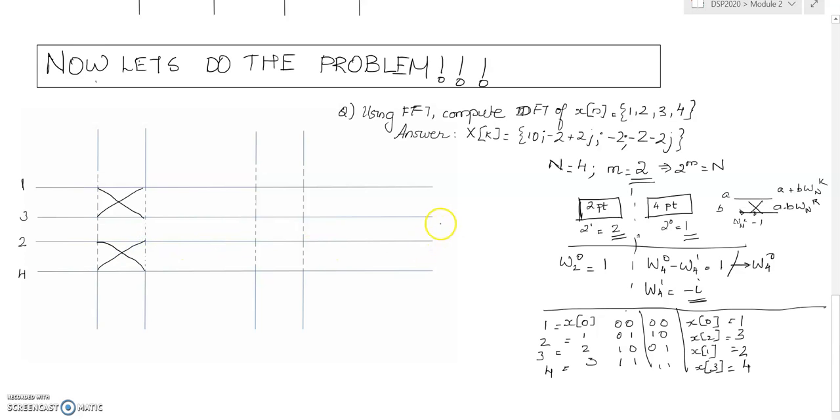I have mentioned that the 2-point DFTs will be done 2 times, and that single butterfly solution can be referred to as a 2-point operation, and it will be done 2 times over here. So you can see one and the second one over here.